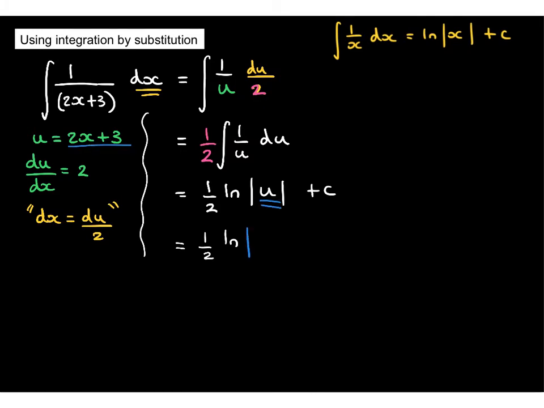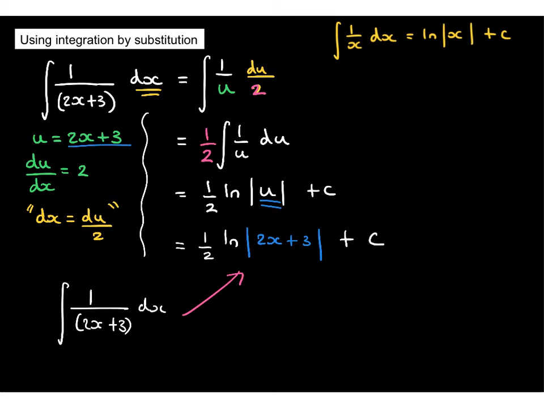So my final answer: half ln mod 2x plus 3 plus a constant. And that modulus function allows us to ensure that when we take ln of something, it's always going to be ln of a positive value. Now, look at the original integral, 1 over 2x plus 3 with respect to x. Look at the final answer, and you will notice the connection.